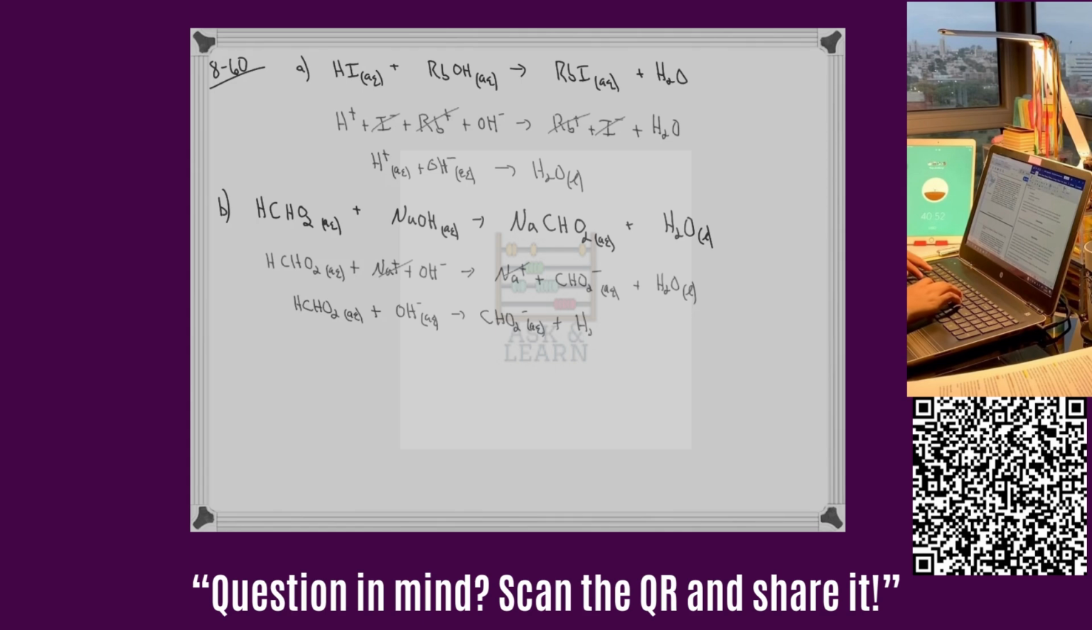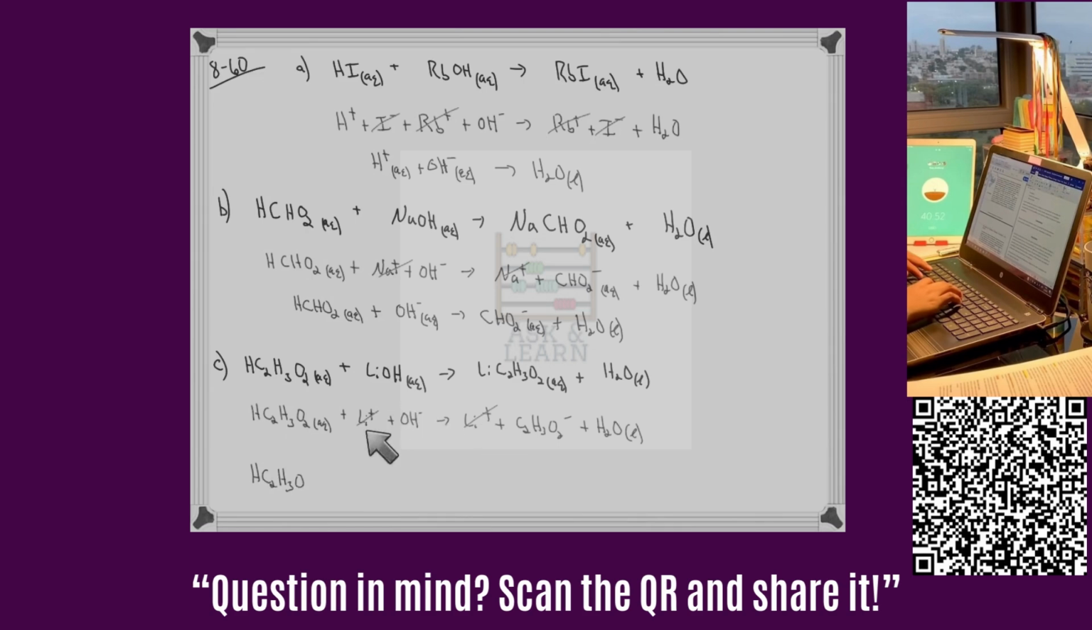And for the last one, we have acetic acid, which is a weak acid, reacting with lithium hydroxide to produce lithium acetate, which is a strong electrolyte because lithium is an alkali metal, and water. So the acetic acid, being a weak acid, stays together. The lithium hydroxide, being a strong base, comes apart. The lithium acetate, being a strong electrolyte, comes apart. And then water stays together.